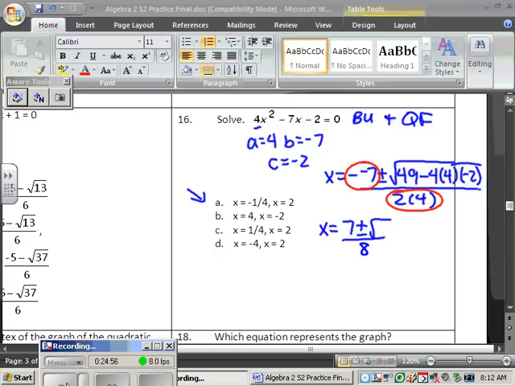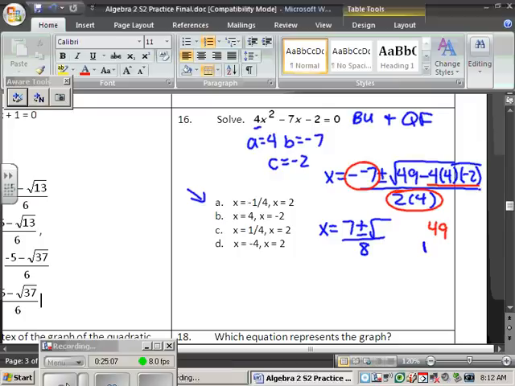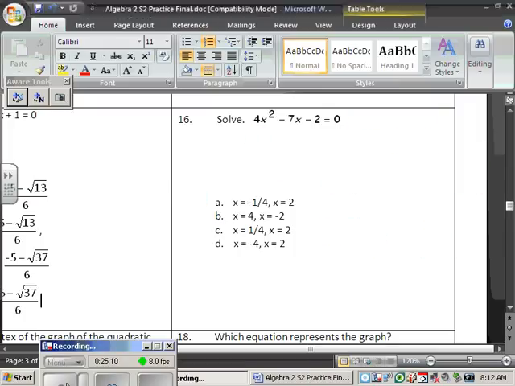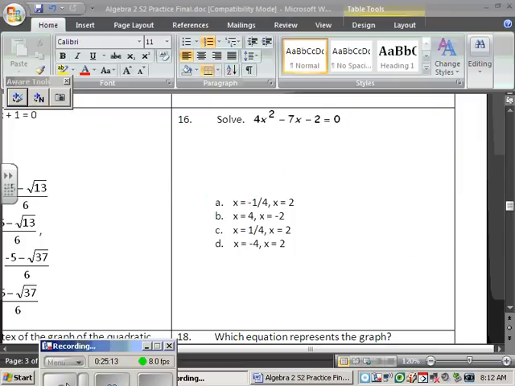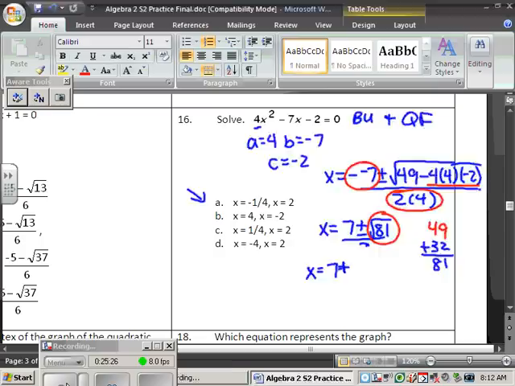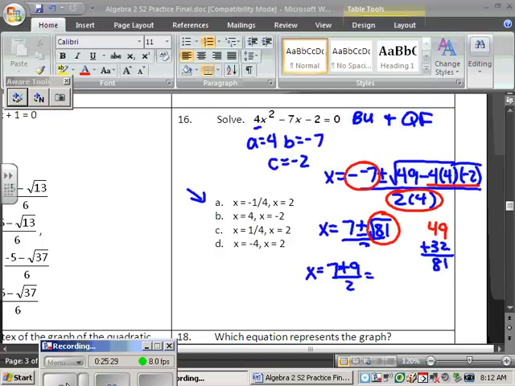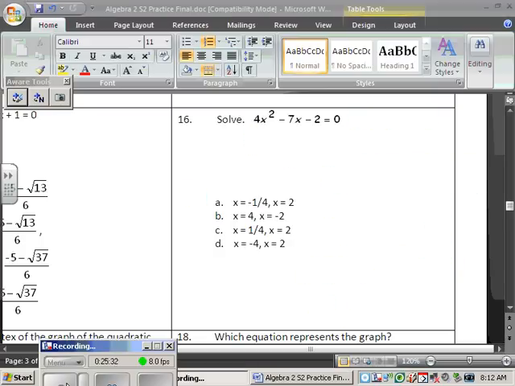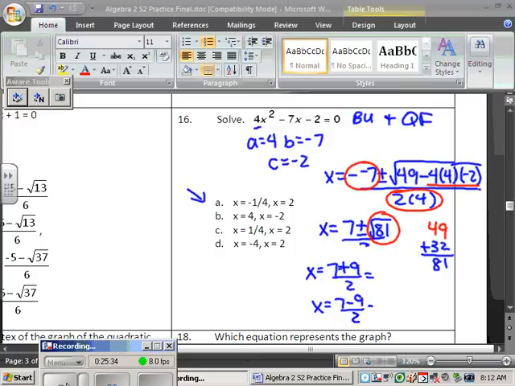Now when you do the math, under the radical, we already have 49, but negative 4 times 4 times negative 2 is a positive 32. So we're going to add 32, which gives us 81. Now remember, if you have a perfect square, that's the only time the radical can be removed. So we're going to have 7 plus, square root of 81 is 9. So 7 plus 9 divided by 2 is going to give us one of our answers. And then 7 minus 9 divided by 2 will give us our other answer.